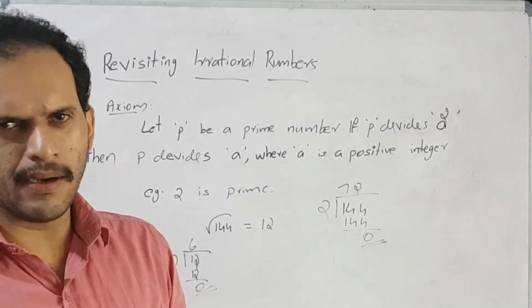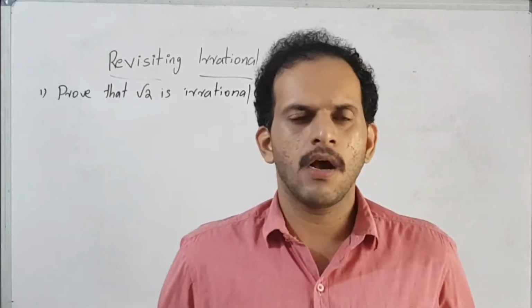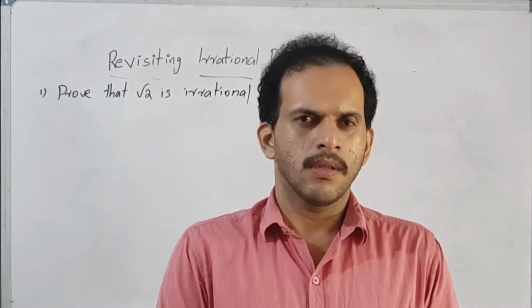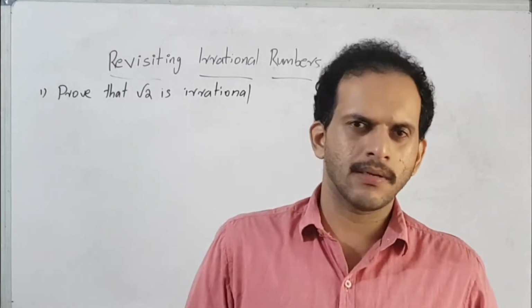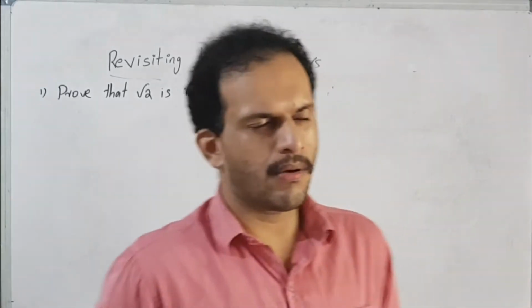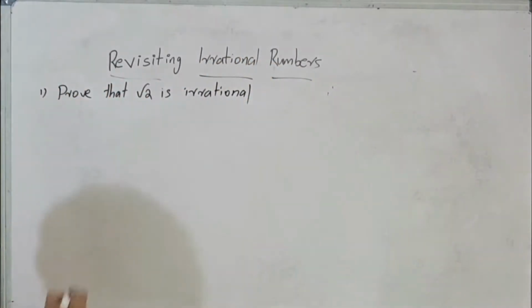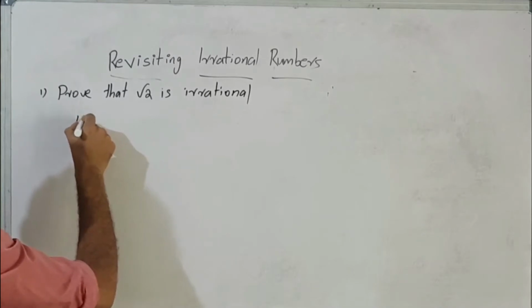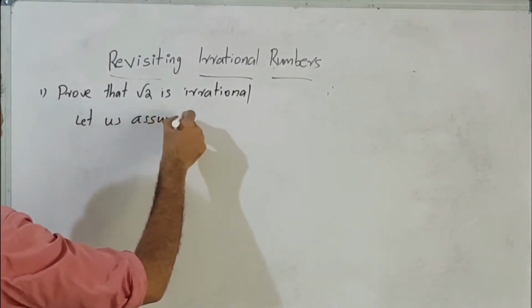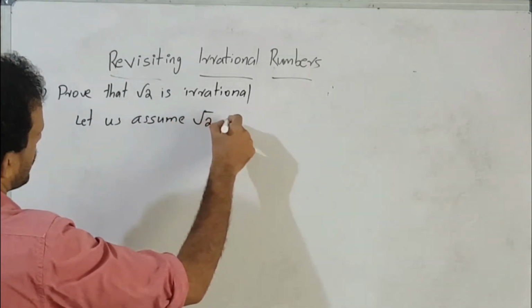I think the idea is clear. Based on this idea, we are now proving that root 2 is irrational. For proving root 2 is irrational, first we assume root 2 is rational. Then we start like this: let us assume root 2 is rational.